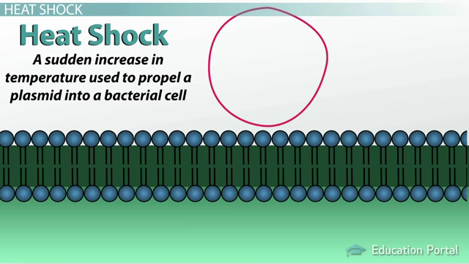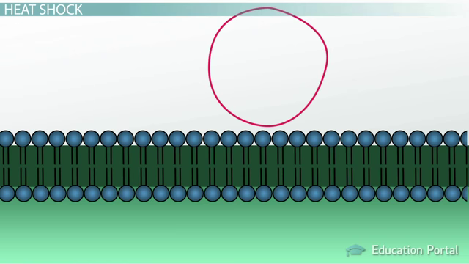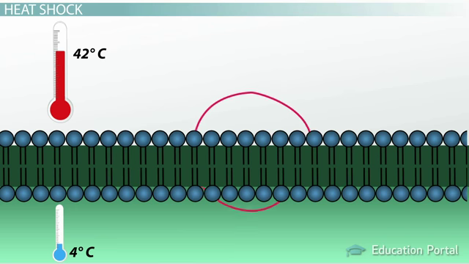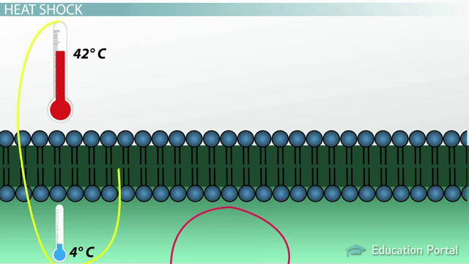While the cells and DNA are incubated with the calcium chloride solution, the entire solution is chilled on ice. Then the cell DNA solution is removed from the ice bath and briefly heated to 42 degrees Celsius. This heat pulse induces some plasmids to enter bacterial cells. It is important to note that chilling the cell DNA solution is crucial for transformation to occur, because the difference between room temperature and 42 degrees is insufficient.